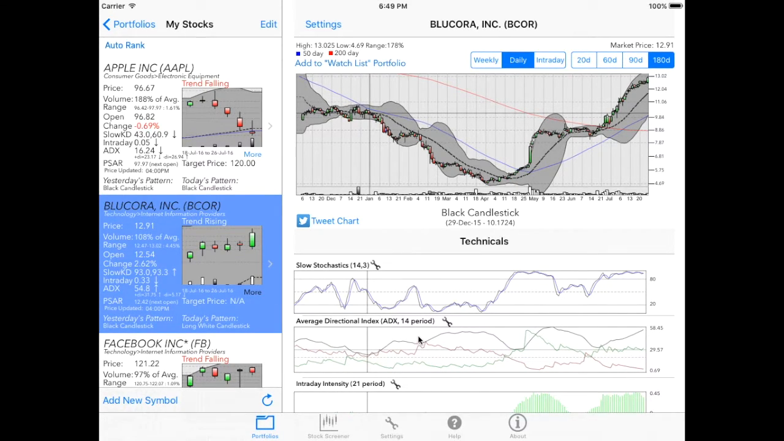So as you can guess, this actually provides a nice crossover technical. If plus DI, which is here, crosses over minus DI, which is here, you go long. Conversely, if minus DI crosses over plus DI, you go short.